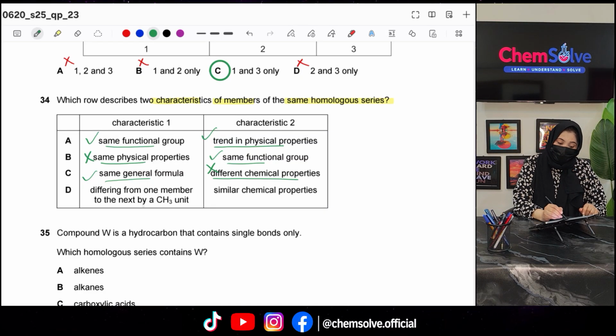Differing from one member to the next by CH3 unit, no. Instead CH2 unit. So this is incorrect. Similar chemical properties, yes. So I believe A is the correct option because both are ticks.